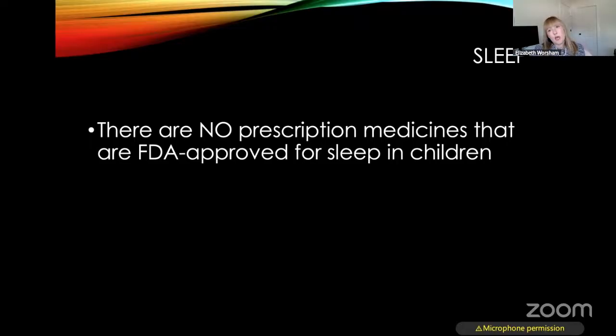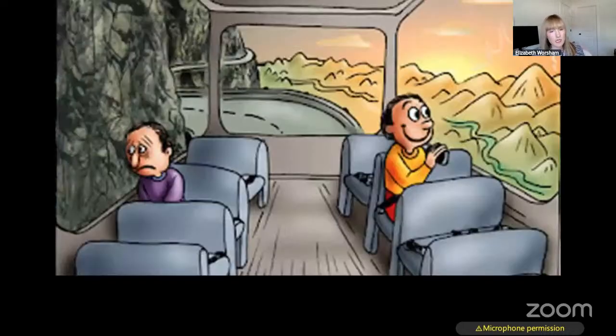So here we are, let's talk about medicines. Good news, bad news. There are no prescription medicines that are FDA approved for sleep in children. And that's not just children with a developmental disorder or children with Williams syndrome. This is any kid on the planet. There's no FDA approved prescription medicine. So where does that take us? Okay, so maybe you're in purple shirt or orange shirt camp. Let's look at it further.